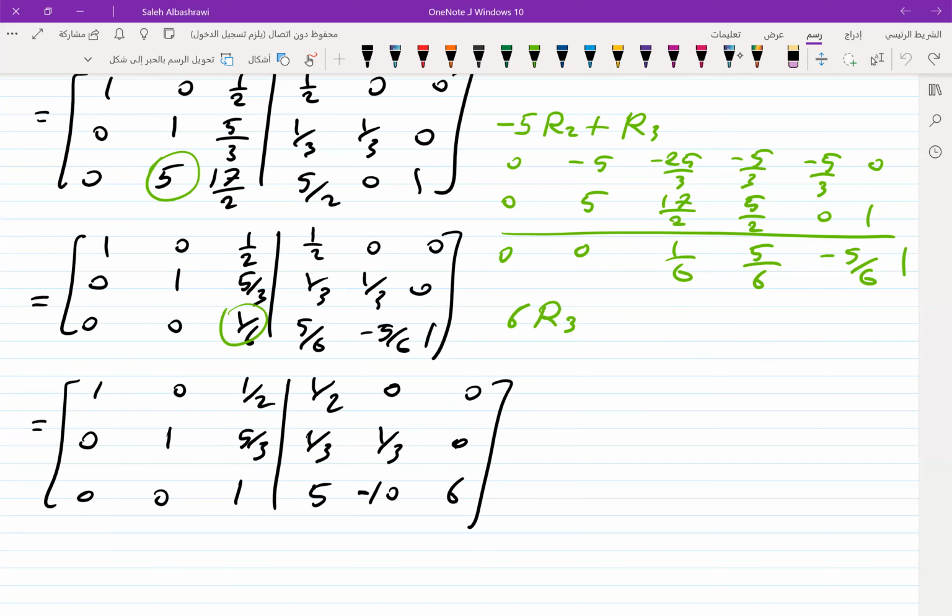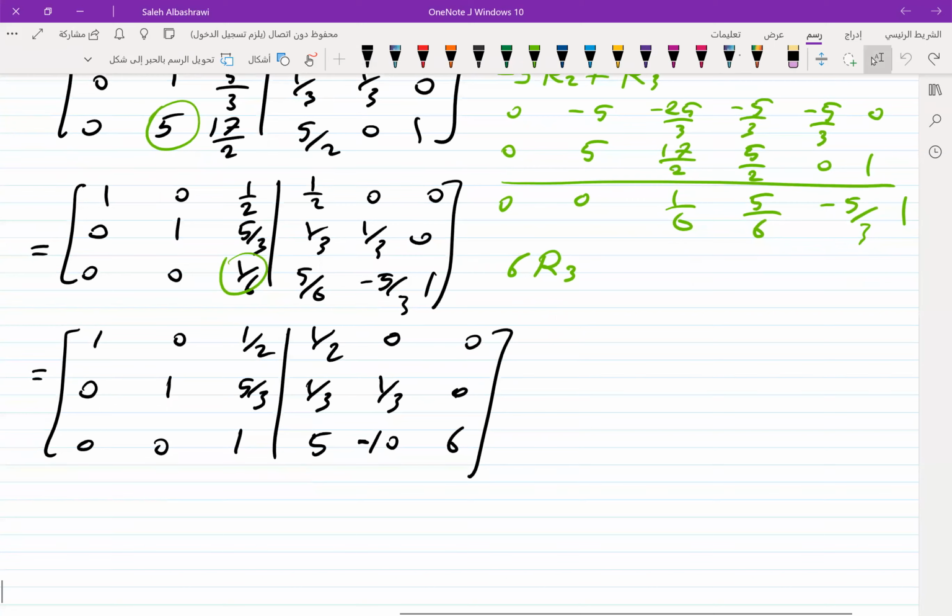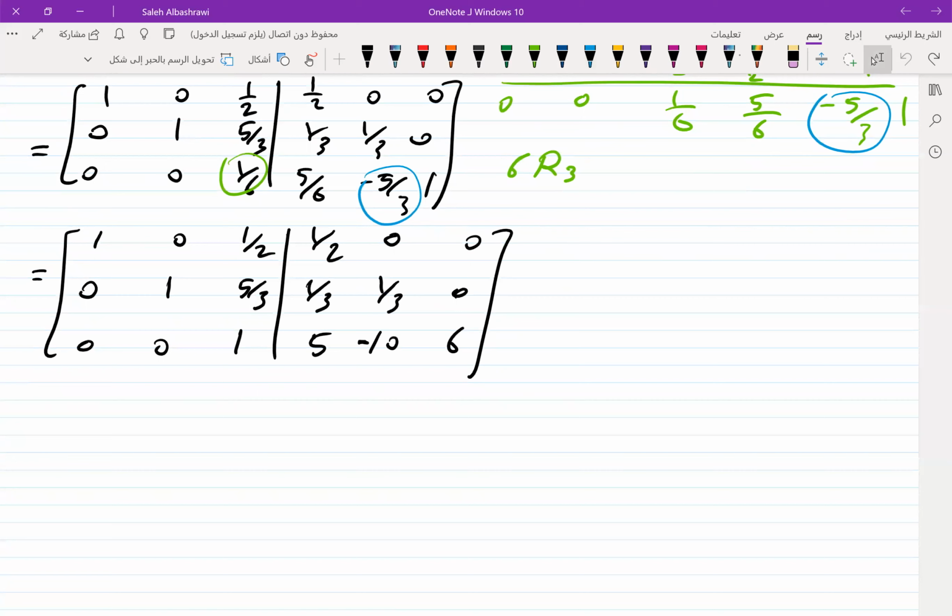What is this part? It is minus 5/3 there. So this should be minus 5/3, not 6. And that's why this will be minus 10. This is minus 5/3. Now I have this equal to 1.